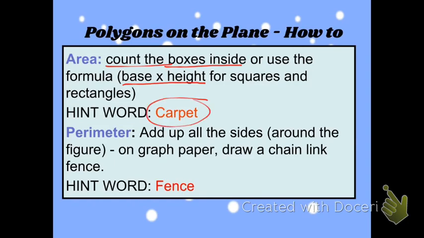And think of carpet when you think of area. So for perimeter, add up all the sides. I recommend drawing your chain link fence so you don't make a mistake. And the key word to remember is fence.